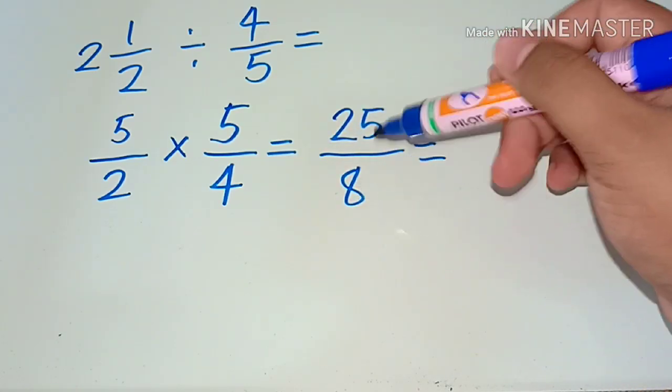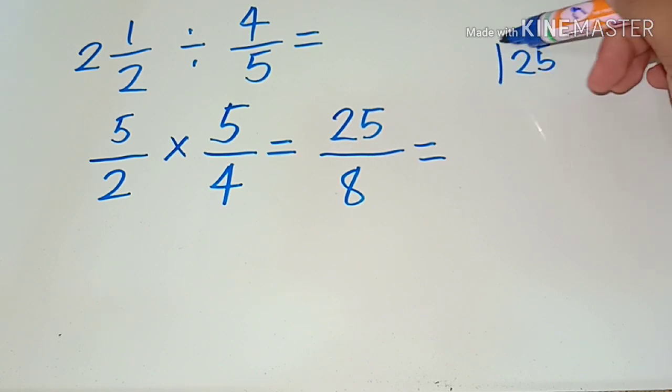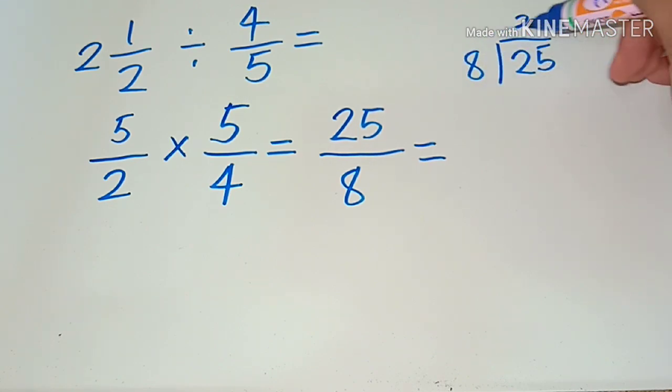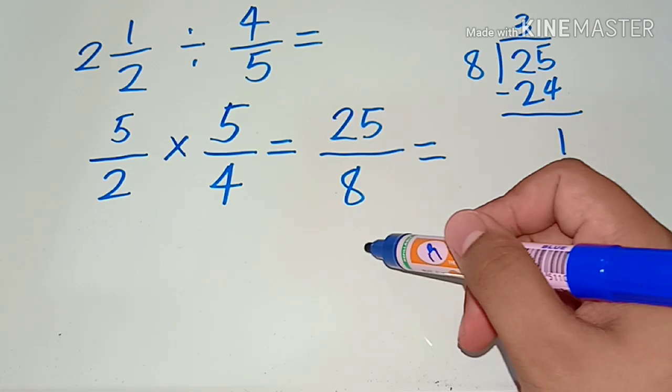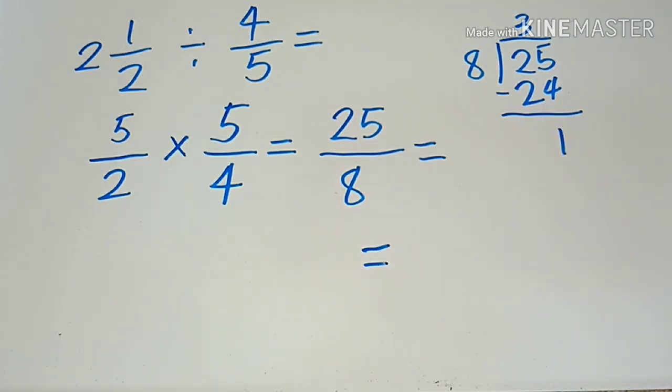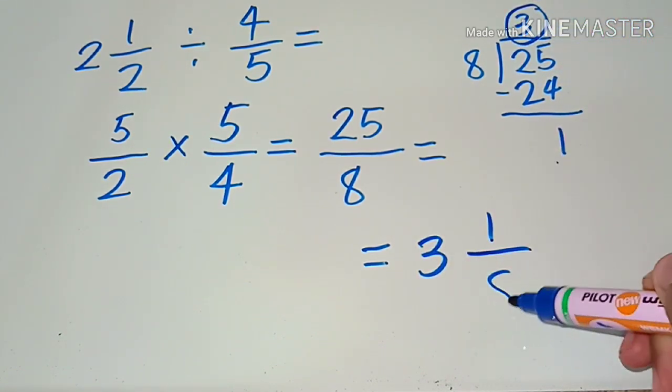So it's still an improper fraction, so make it into mixed form. 25 divided by 8. So 3 times 8, 24. 25 minus 24 is 1. So that means the quotient when you divide 2 and 1/2 divided by 4/5 is equal to 3 and 1/8.